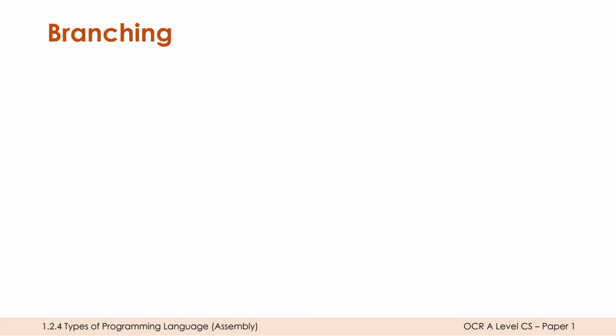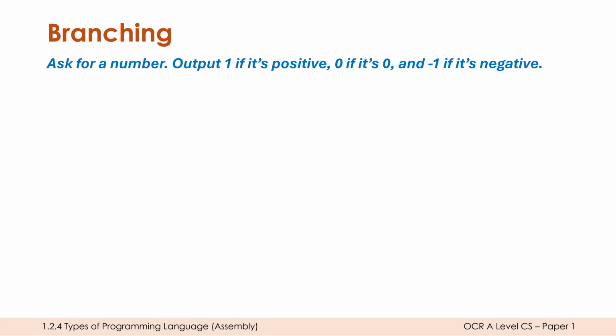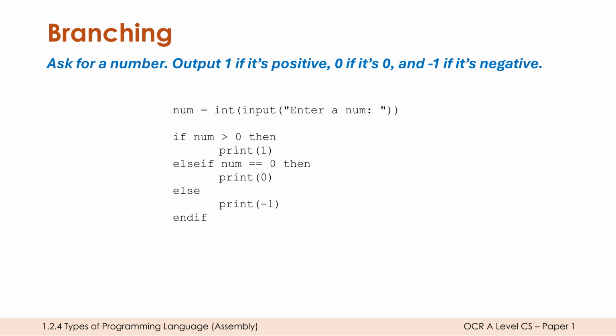That example showed a situation where we have two branches that either run one bit of code or another bit of code. Let's have a look at an example where we would effectively have 3 branches. So again, a very simple question. It's a doddle to do in a high level language. I want to ask the user for a number, output 1 if it's positive, 0 if it's 0, and minus 1 if it is negative.